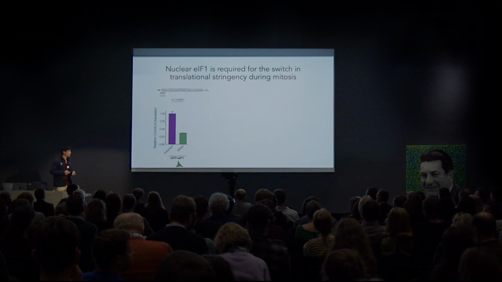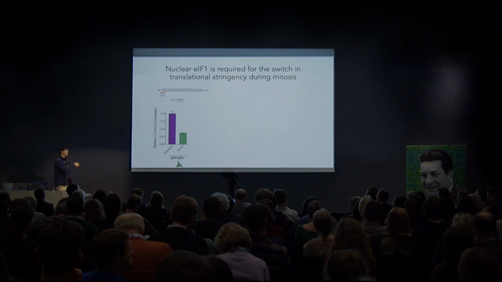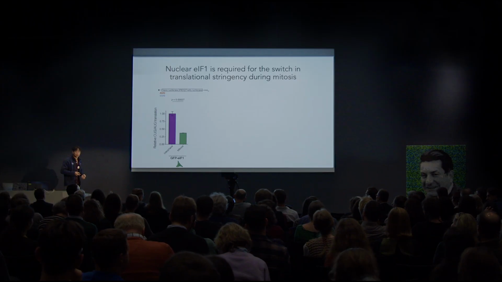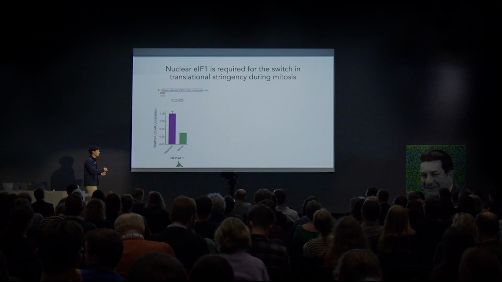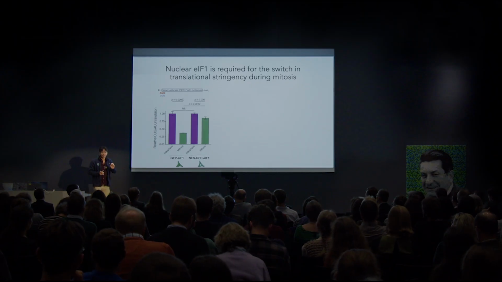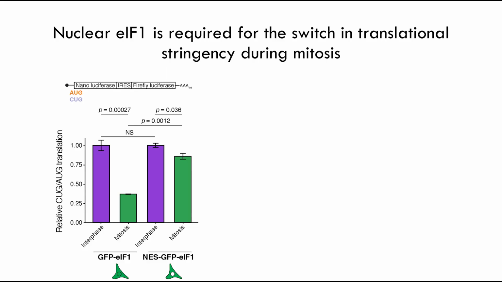To do this, I developed a luciferase reporter that can measure non-AUG compared to AUG translation. In control cells, you get preferential repression of non-AUG start sites during mitosis. But in cells where I've selectively eliminated nuclear EIF1, this change is largely suppressed. So these data really support a model whereby nuclear EIF1 causes this change in start codon selection during mitosis.